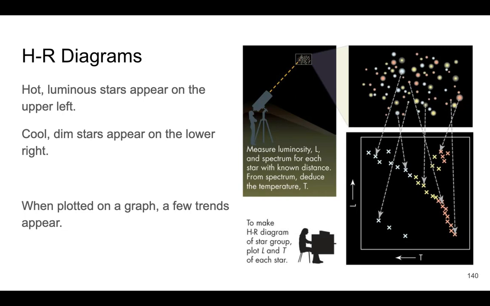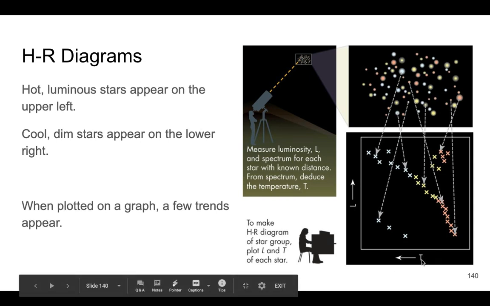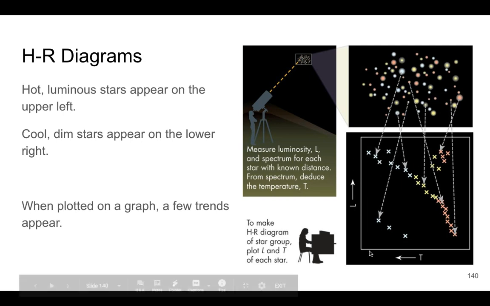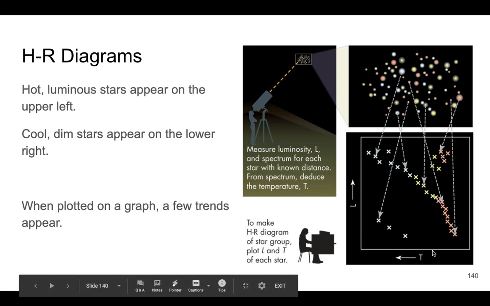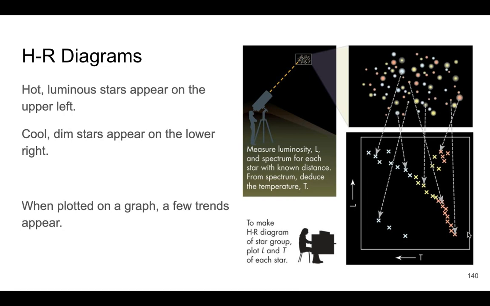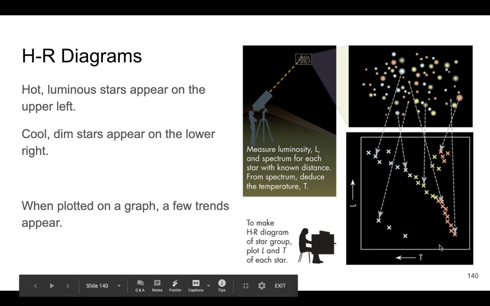So in this graph, the hot luminous stars appear on the upper left. If you're looking here, temperature increases as you go left. So as you're going left, you're getting hotter. And as you're going up, you're getting more luminous. So up here, hot luminous stars. The cool dim stars are on the lower right. So on this graph, as you go to the right, temperature actually goes down, which is backwards, but that's how we do it with these graphs. And the fact that it's at the bottom means that it has very low luminosity.